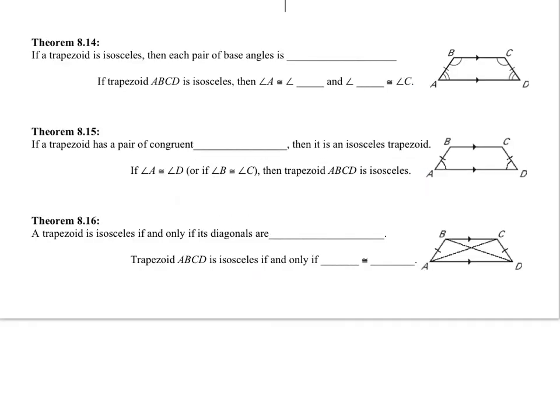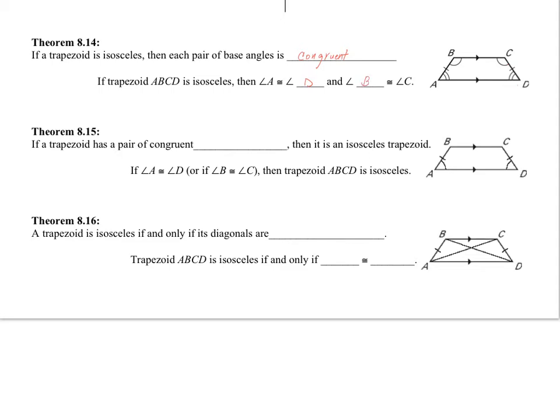So this would become a parallelogram. Okay, theorem 8.14: if a trapezoid is isosceles, then each pair of the base angles is congruent. If trapezoid ABCD is isosceles, then we can say angle A is congruent to angle D, and angle C is congruent to angle B.